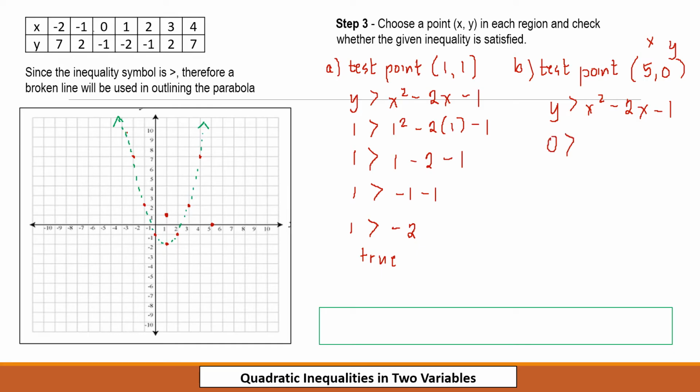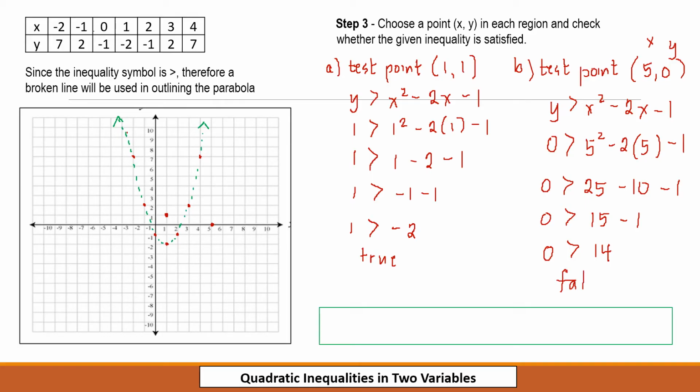0 is greater than 5 squared minus 2 times 5 minus 1. 0 is greater than 25 minus 10 minus 1. 0 is greater than 25 minus 10 is 15. 15 minus 1 is 14. So the statement is 0 is greater than 14. Is it a true statement or a false statement? This is a false statement since 0 is less than 14.